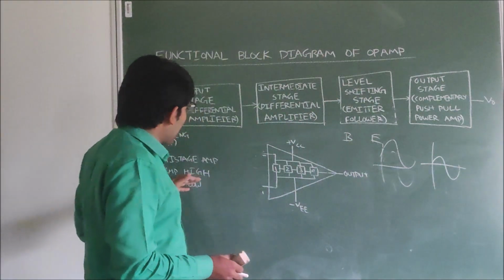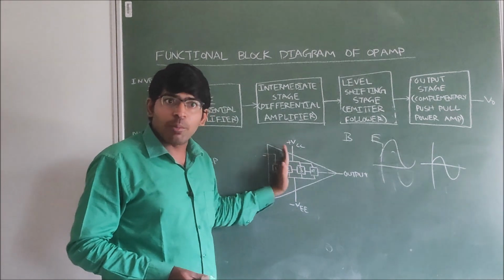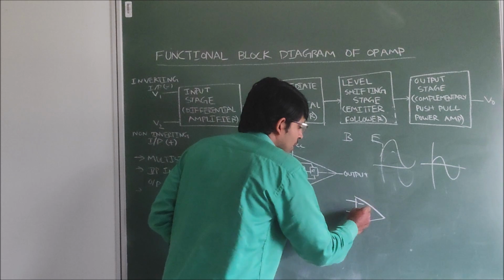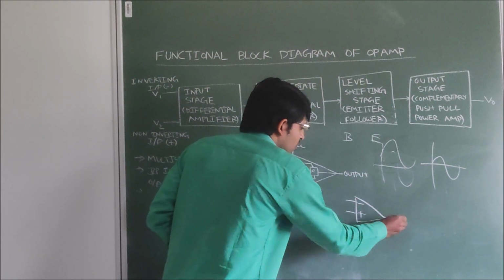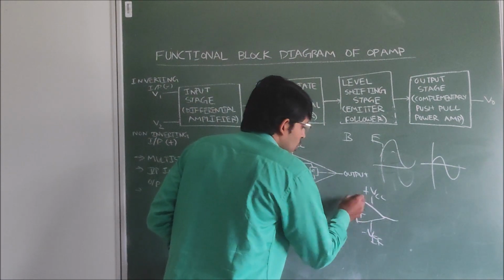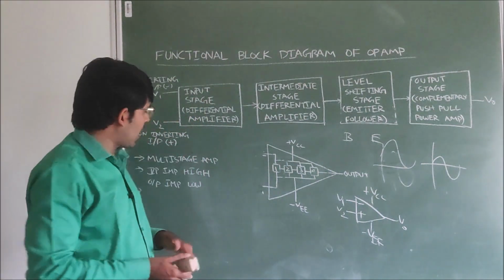So the operational amplifier is represented with this arrow symbol. This is the circuit symbol of the op-amp. This is how we represent the circuit symbol of the op-amp. This is the inverting terminal and this is the non-inverting terminal, plus VCC, and this is minus VEE. These are inputs V1 and V2 and the output is V0. This is the circuit symbol of the operational amplifier.